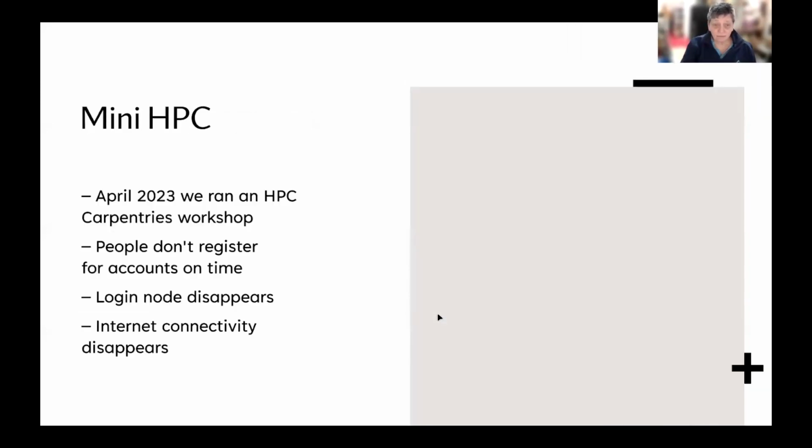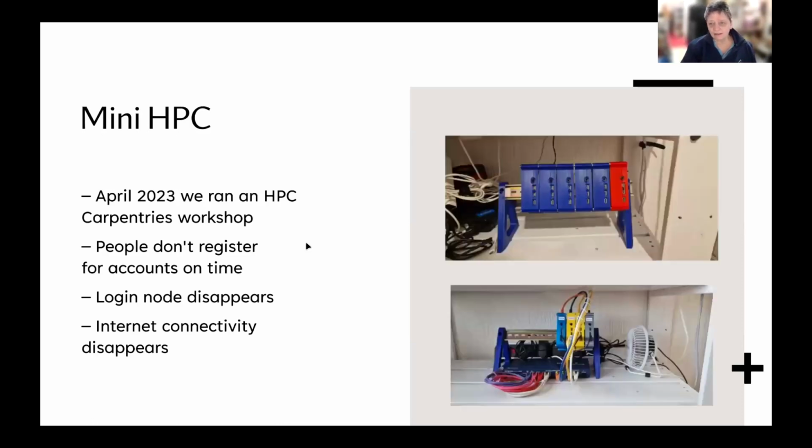But then in April 2023, we were running an HPC Carpentries workshop, and there were a few problems that popped up. People don't register for accounts, the login node disappears, and internet activity comes and goes. And so we came up with the idea of mini HPC. So I got some Raspberry Pis. The bottom picture here shows the Raspberry Pi mini HPC, and the one at the top is what is called a Rock Pi. It's a slightly different board, but along the same lines. And we created an HPC from that. I'm still busy working on that.